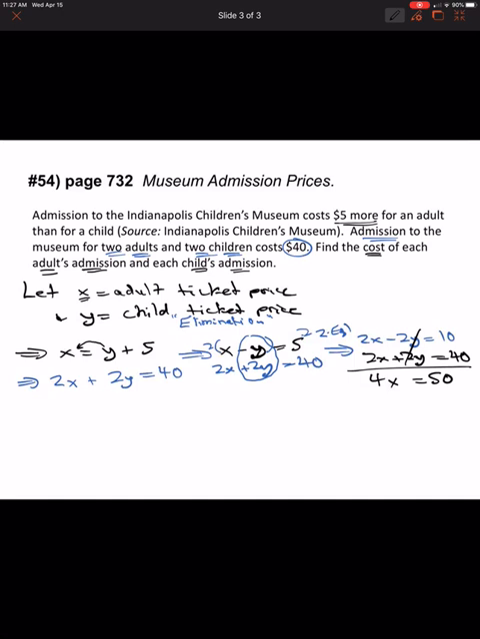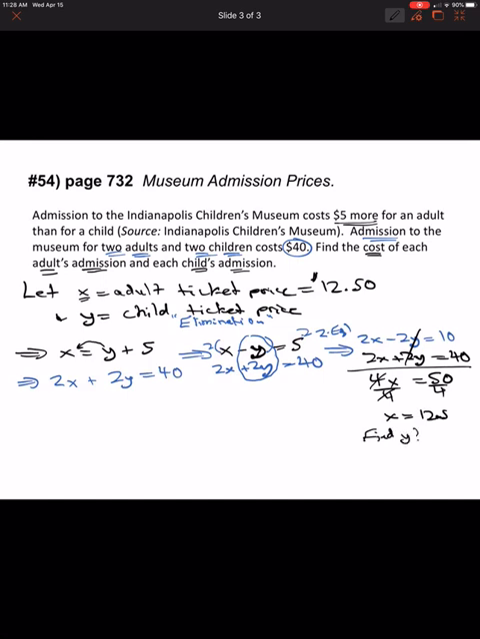So again, we can go solve it. As we solve that for x, we've got to divide out the 4 on both sides. And we can go ahead and do that division. And we get what? X equal to 12.5. Well, there's our adult ticket price, $12.50 for the adult. So we got X. Now let's go find Y.